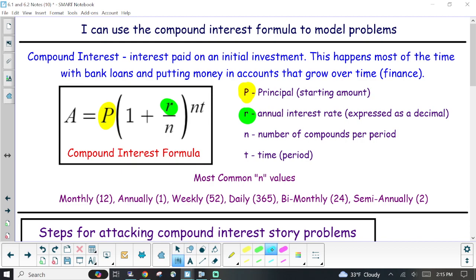T is still time, and you'll notice T is in the same spot, but there's one thing that's different, and I haven't highlighted it yet. It's N, which is this ugly guy right here.